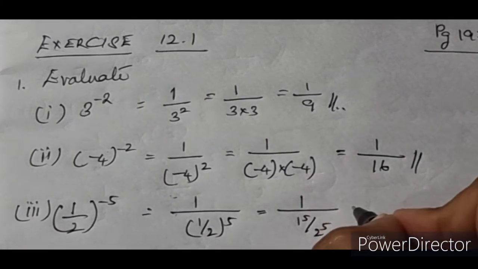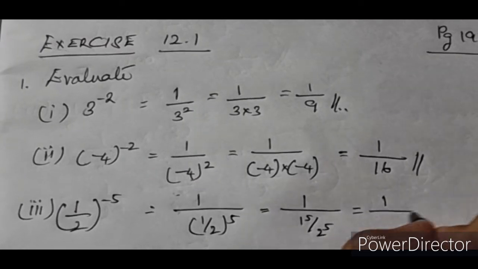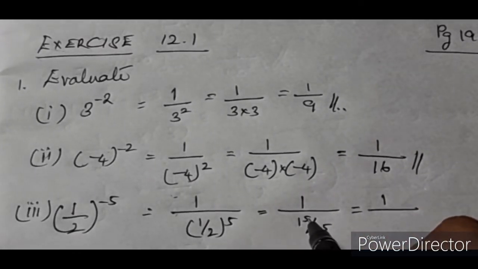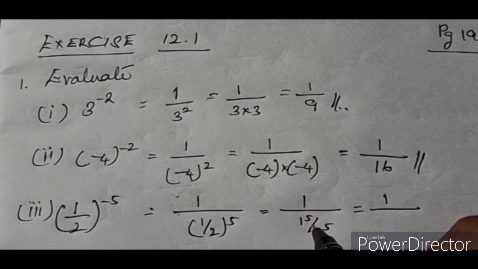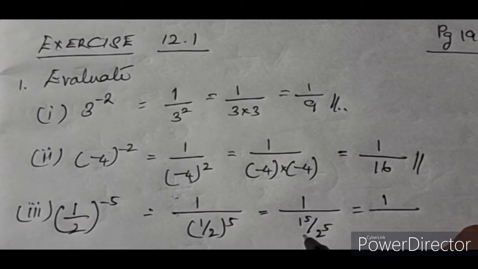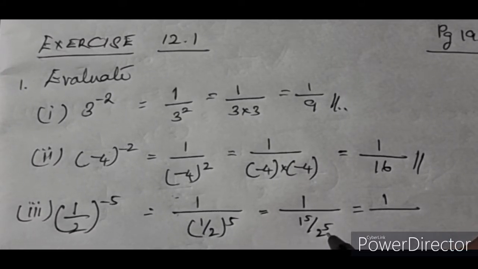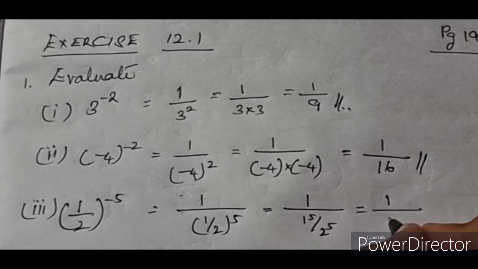Which can again be written as 1 divided by, 1 to the power of 5 is 1 into 1 into 1 into 1 into 1. You have to multiply 1 five times. You will get 1 only.